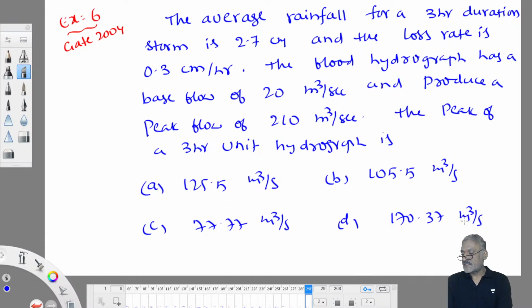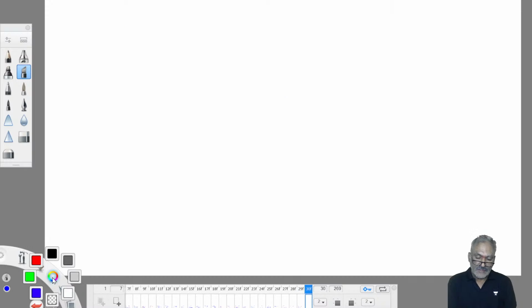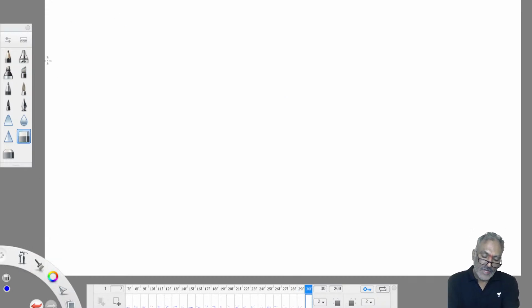So if you solve one or two questions of this kind, you will be clear with your concept. Average rainfall for a 3-hour duration storm is 2.7 centimeters. Rainfall is given, so rainfall means what? P. Solution: average rainfall means P.